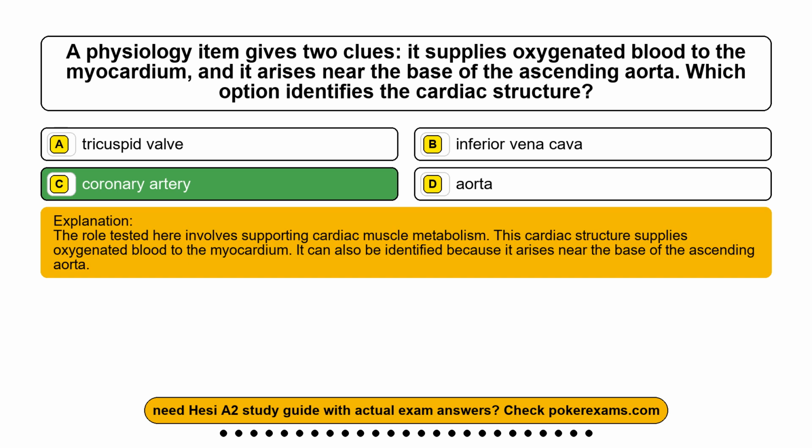The role tested here involves supporting cardiac muscle metabolism. This cardiac structure supplies oxygenated blood to the myocardium. It can also be identified because it arises near the base of the ascending aorta.